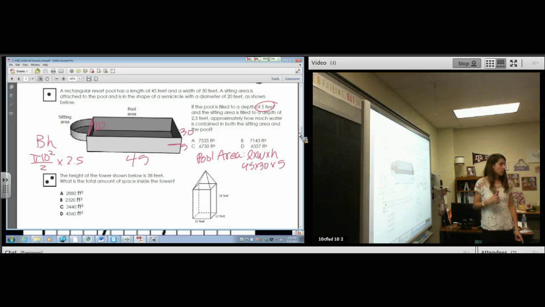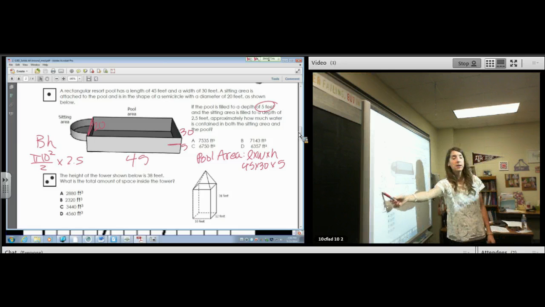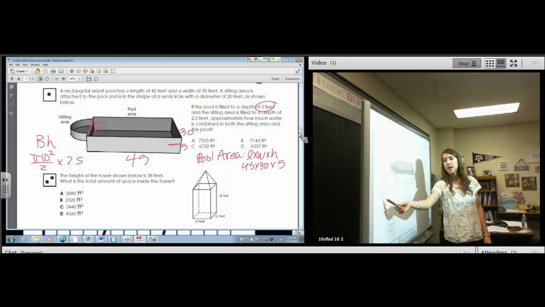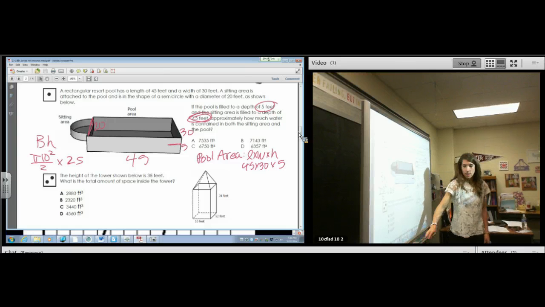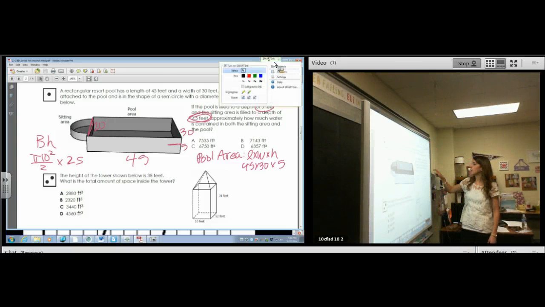What is the answer? 10 squared divided by 2 times 7.5? Well, you gotta press pi. 10 squared times pi divided by 2 times, this is 2.5, because that's how much the depth of the water is. Do you know what the answer is? Yes. Here are the answers to that.